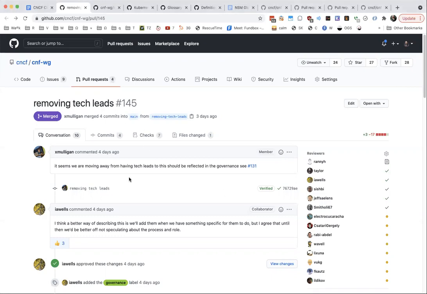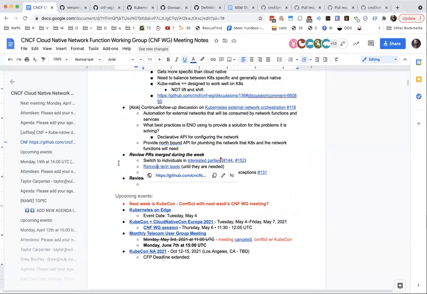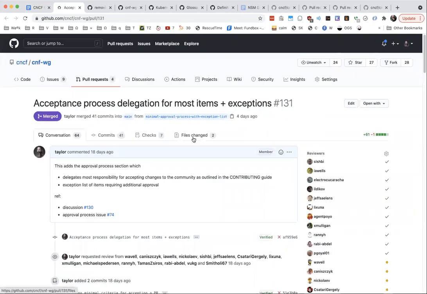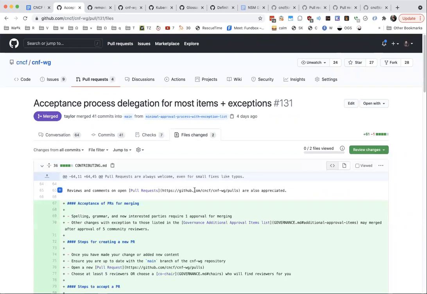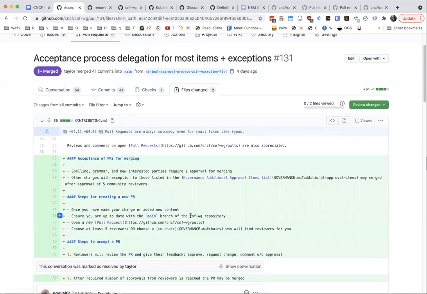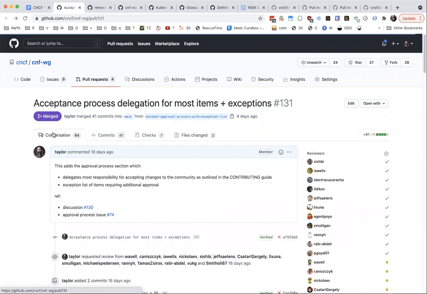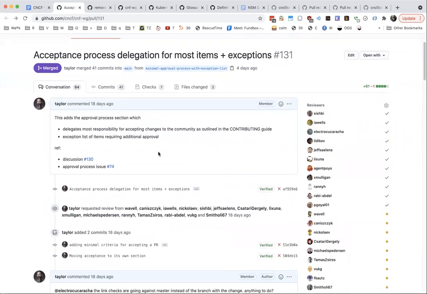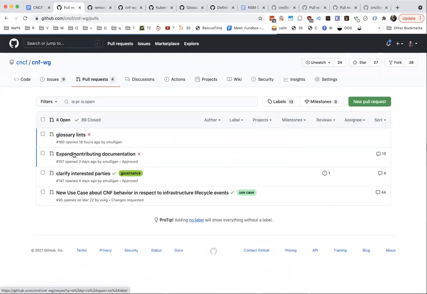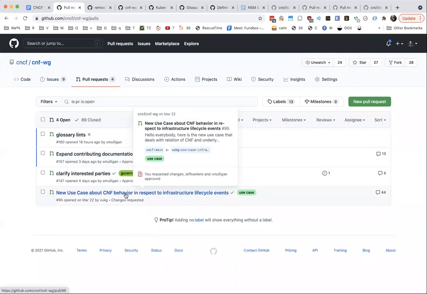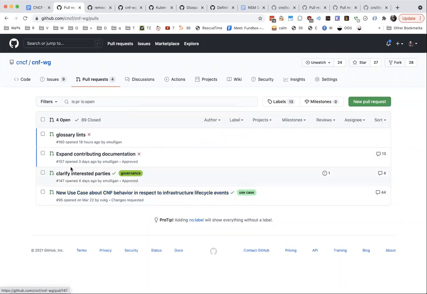Yep. All right. And let's see, the acceptance process for delegation has been merged. So this is about the simpler items, which will be based on the contributing guide and the pull request information. All of this is now merged in there and you can see that. And I think those are the top ones. There's a few pull requests, some pretty minor ones, but if you want to review and give any feedback, that's there. We still want to get Vuk's use case through, so please do some reviews on that, and let's hopefully get that in by end of week.